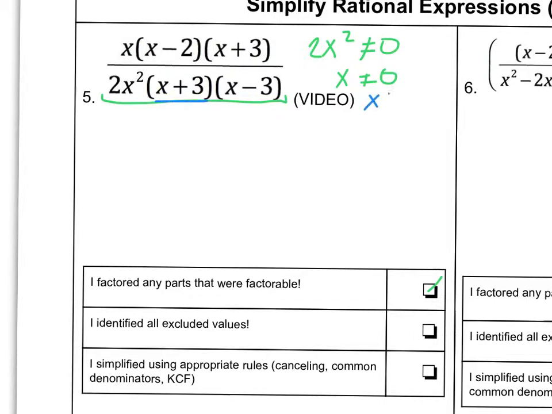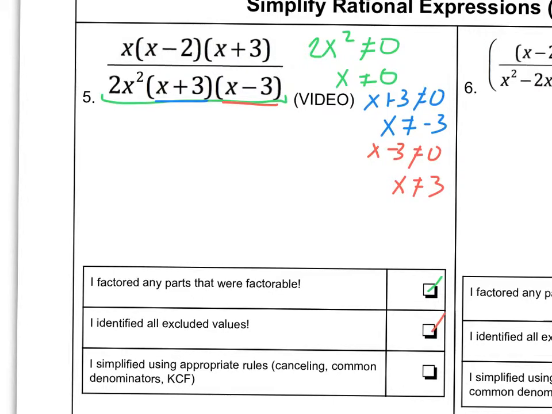X plus 3 cannot equal 0, which means that x cannot equal negative 3. And then x minus 3 cannot equal 0, which means that x cannot equal 3. I have identified my excluded values.